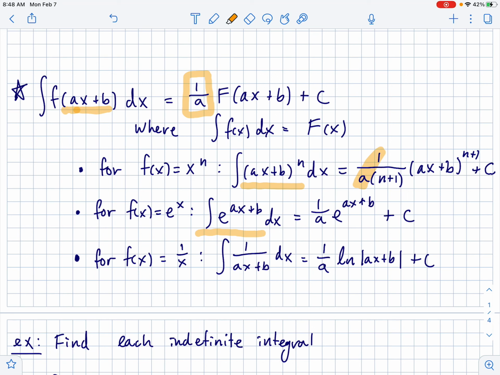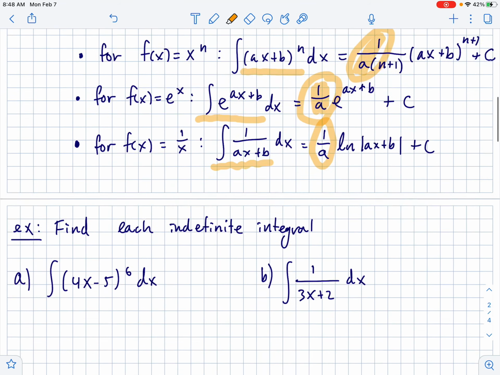If you do it with something that's e to the ax plus b, you still just take the antiderivative, the integral of e to the ax plus b, but then you have to hit it with a 1 over a in front. It's the same thing as up here, 1 over a. Down here, if you have 1 over a linear, remember that that's a natural log when you go backwards and do your integral. But once again, you have to put that 1 over a in front.